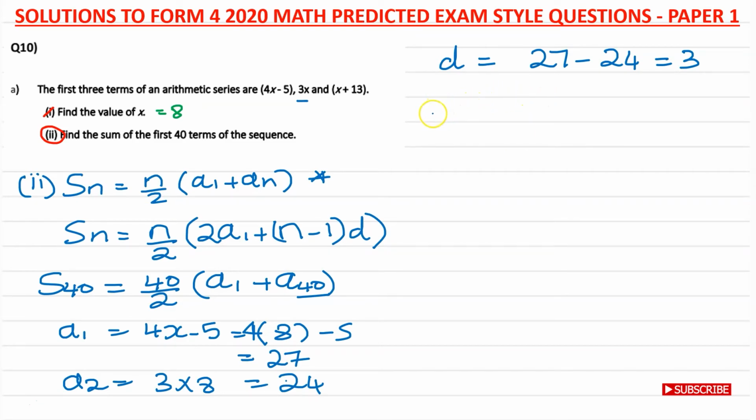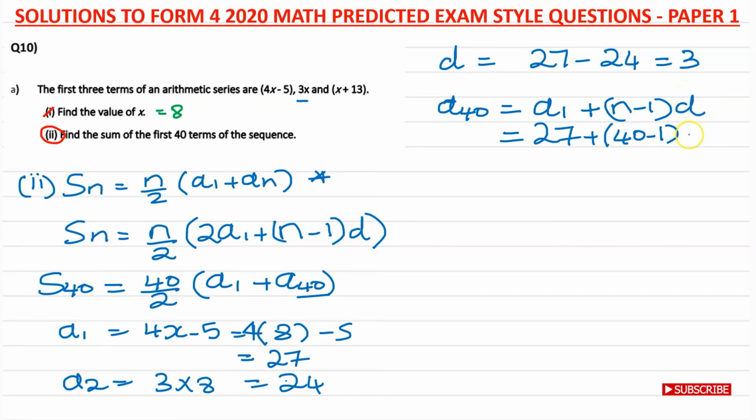I can go ahead and find my A40, the 40th term. That's going to be equal to A1 plus n minus 1 times d. A1 we know is 27, plus n we know is 40, the number of terms, so 40 take away 1 times the common difference, which is 3. Now if you work this out, you will get 144. So my A40 is 144.